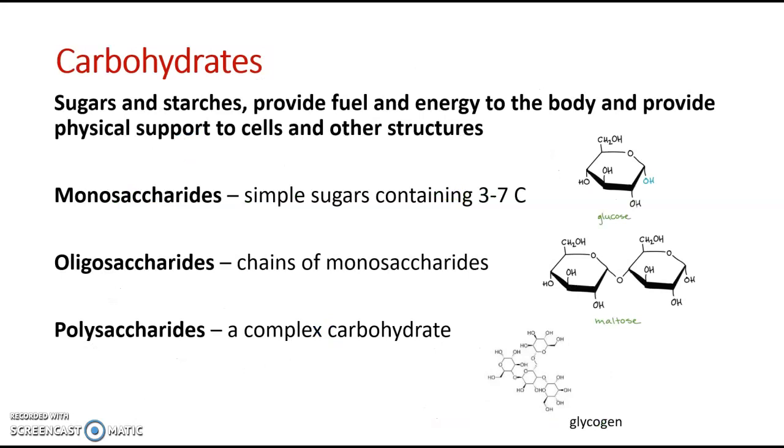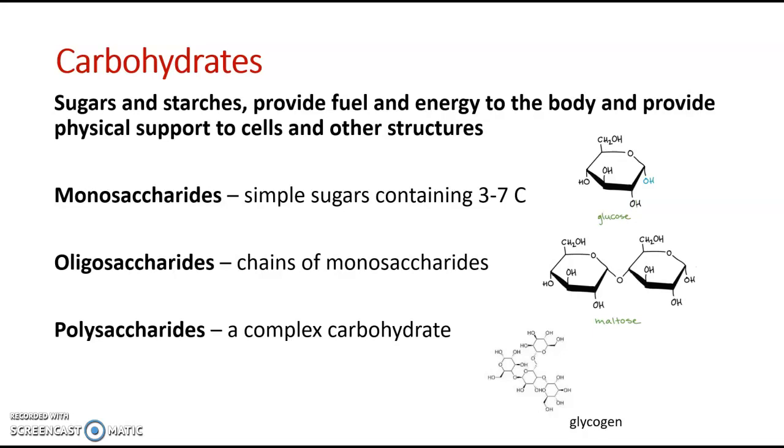So our first example of our major molecules of life are carbohydrates. And carbohydrates are sugars and starches that are primarily used to make energy for our body. And they're made entirely of carbon, hydrogen, and oxygen. And they are generally classified by how big they are. So what's their overall size?